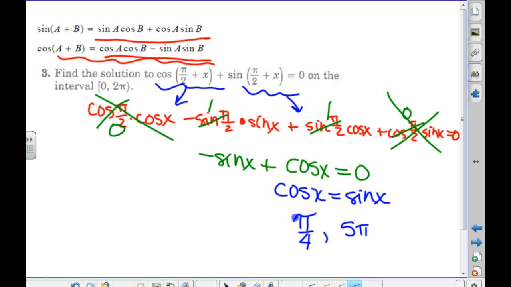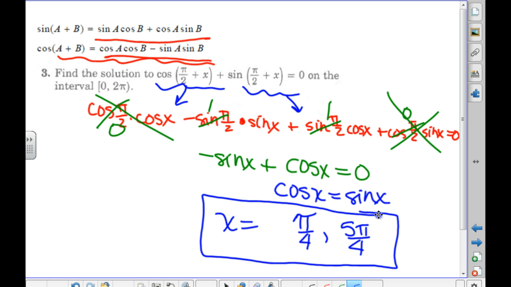And why is it at 5 pi over 4? Because they're both negative, right? Negative square root of 2 over 2 and negative square root of 2 over 2. Sorry, I didn't say that right. All right, so we were able to solve that messy equation for these two answers by expanding and substituting values in.